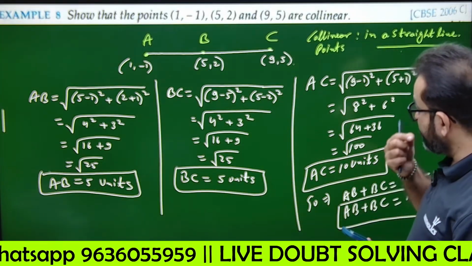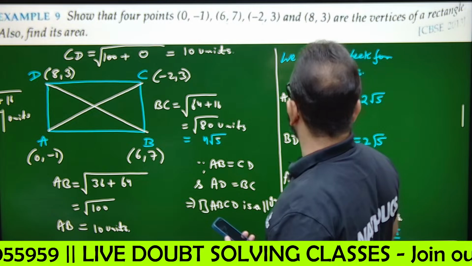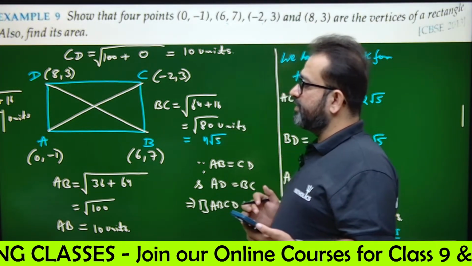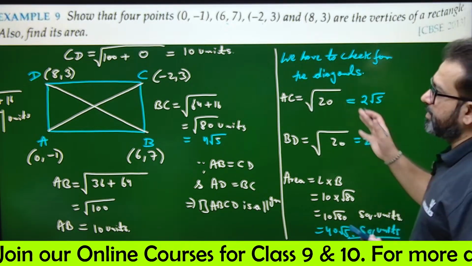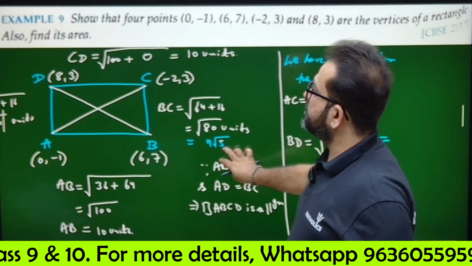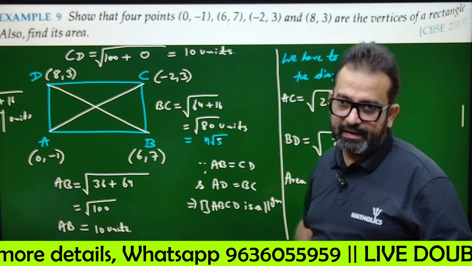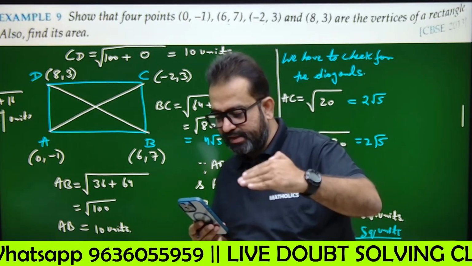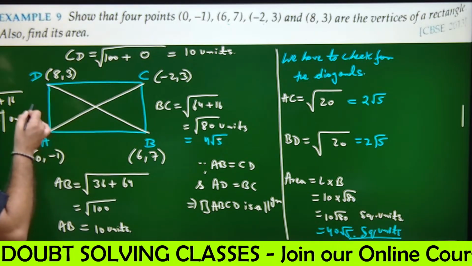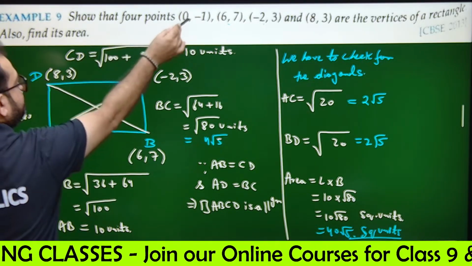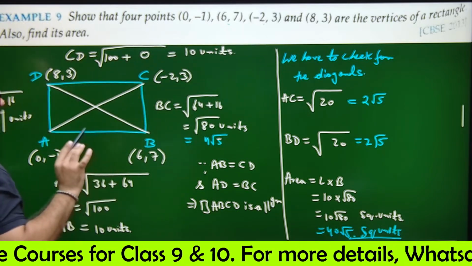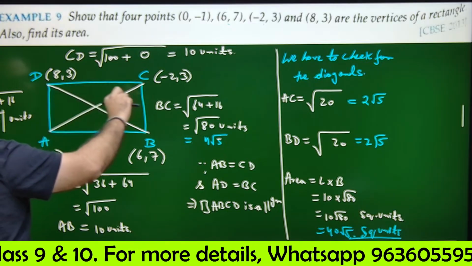Let's move forward to another question. Show that the points are the vertices of a rectangle. I'm giving you an overview of how to prove these are the vertices of a rectangle. How to prove that these 4 points are vertices of a rectangle? What is a rectangle? Having opposite sides equal. So we locate the points as A, B, C, D: A is (0, -1), B is (6, 7), C is (-2, 3), and D is (8, 3). You have to prove that AB equals CD and AD equals BC.